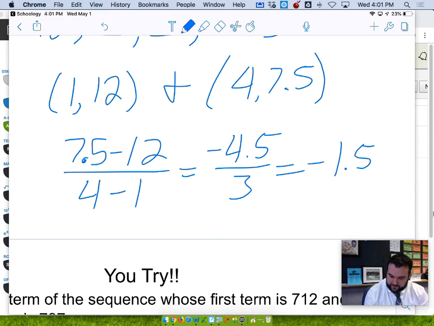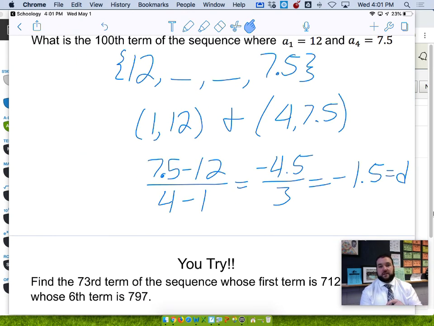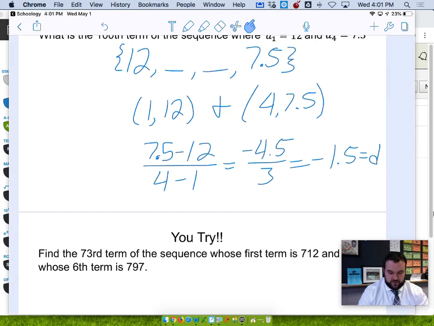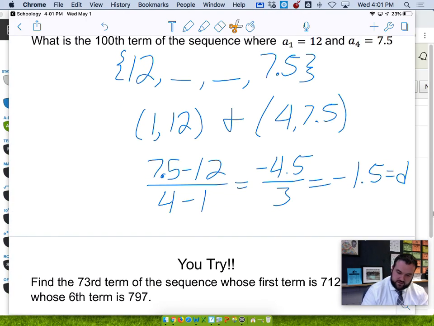This is my common difference, which means the pattern is I'm going to subtract 1.5 to get from term to term to term. So if I cared about the second and third term, I could find it very quickly by just subtracting 1.5. I don't care about what the second or third term is. So I'm going to put this to the side for now.